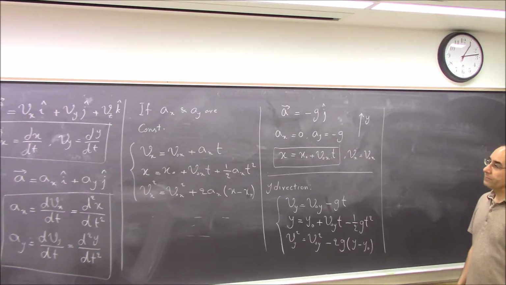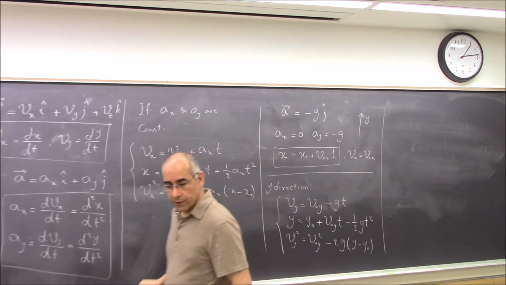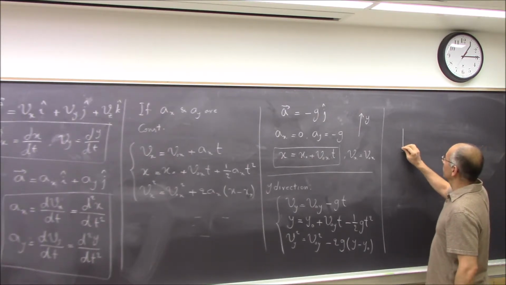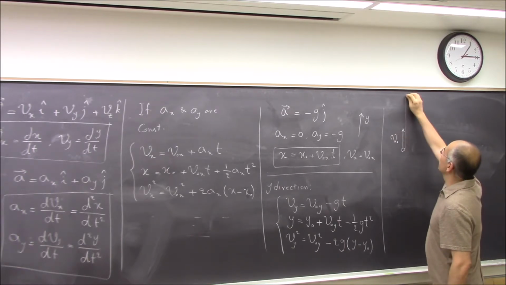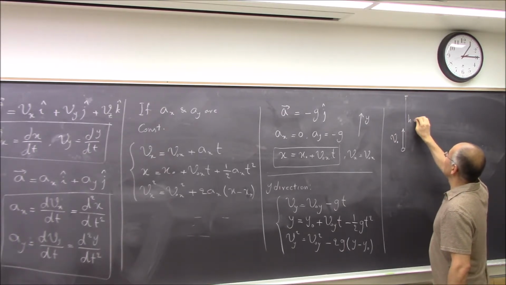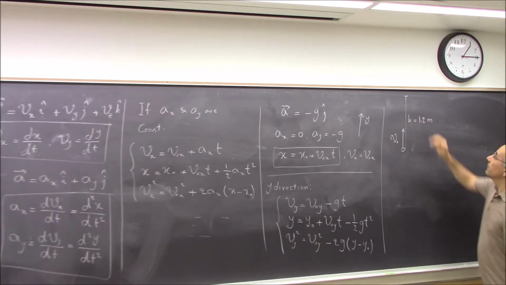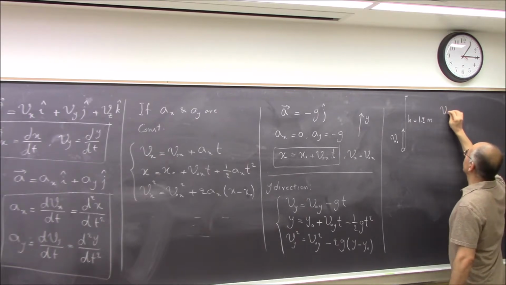All right, so we also applied this to a specific situation. Let's say I launch a ball vertically upward with v naught, and it goes to this height, which is 1.2 meters. And that's the highest it goes. So what is v naught?